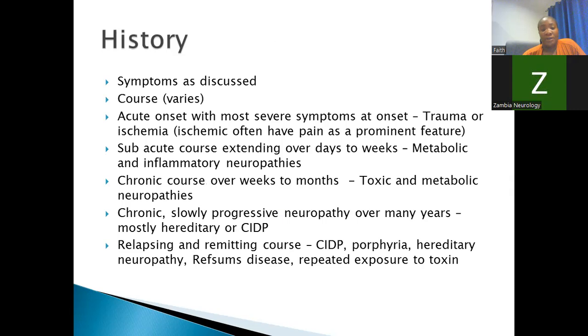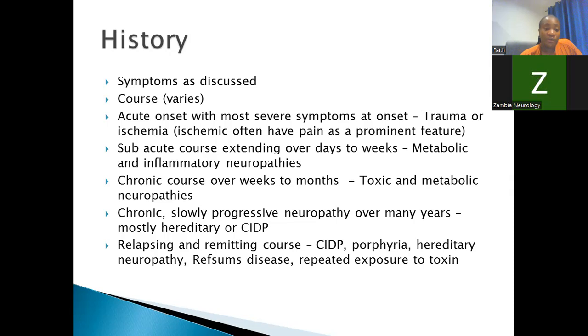So for diagnostic clues, when you're getting a history, it's very important to pay particular attention to certain details that can help you determine what type of peripheral neuropathy the patient has, and also the possible etiology. We have discussed some symptoms, which I will not go through. These could be sensory symptoms, motor symptoms, or autonomic symptoms. The course is then important: take a history of how the development of symptoms progressed. Was it acute, subacute, or a chronic course?